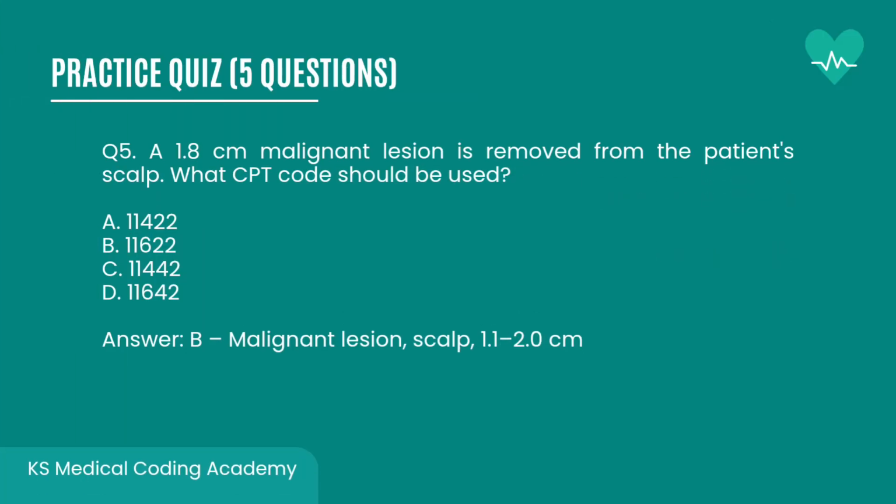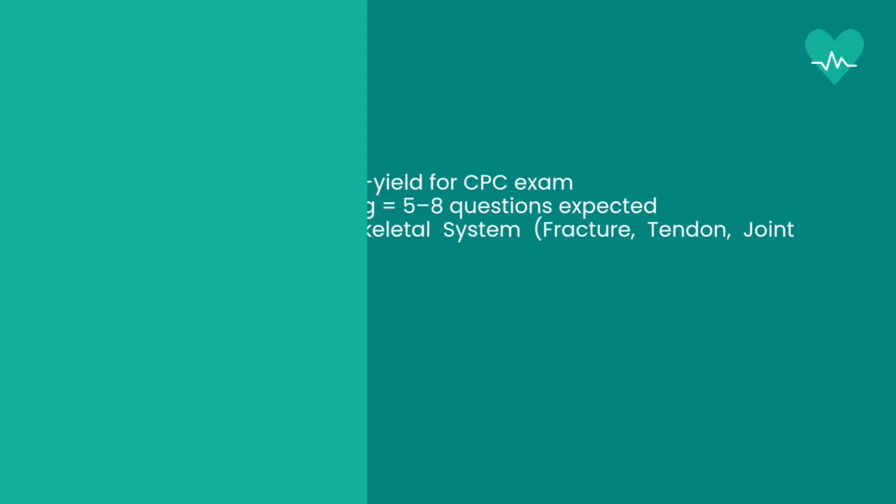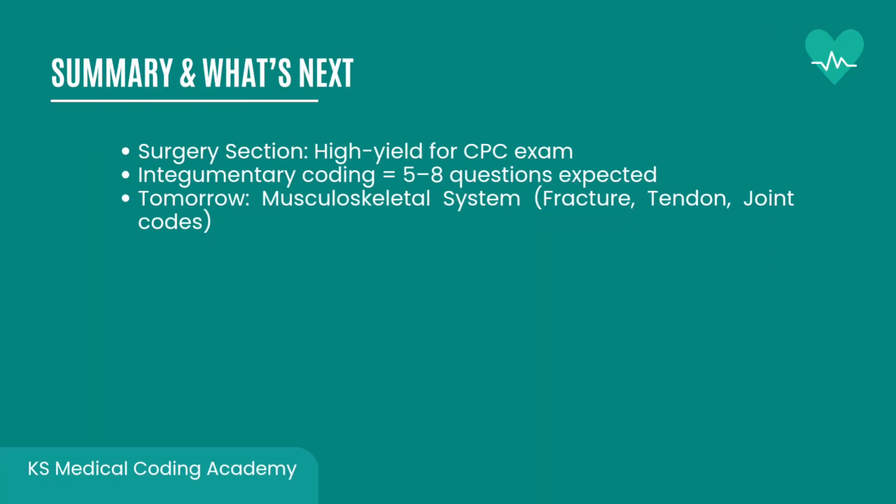Question 5. A 1.8 cm malignant lesion is removed from the scalp. Answer: 11622, malignant lesion, scalp, 1.1 to 2.0 centimeters. To recap, the surgery section is a major focus area for the CPC exam. Integumentary coding alone can account for 5 to 8 questions. Always pay close attention to lesion size, type, and location, as well as the type of wound repair.